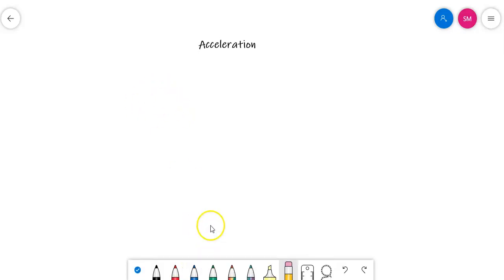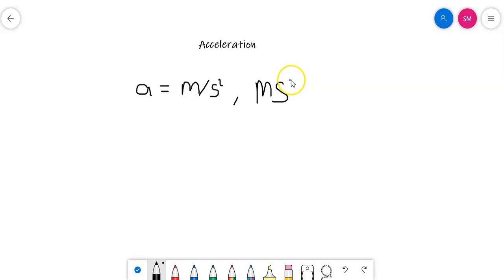The symbol for acceleration is a lowercase a. The units are what we call meters per second per second. You can see that written either like this, m divided by s squared, or like this, m s to the power of negative 2. So what that means is, per second, how many meters per second the object is increasing its speed or slowing its speed.